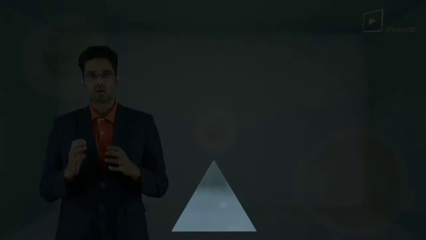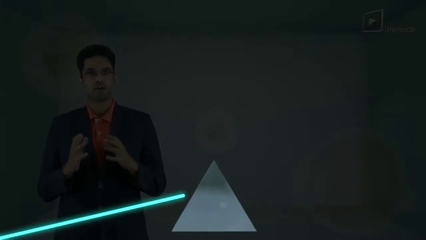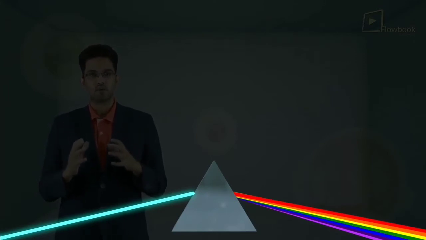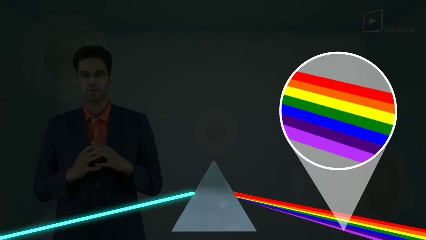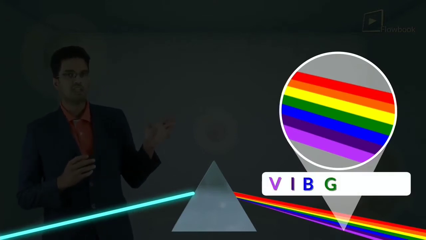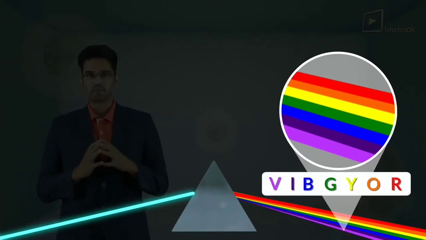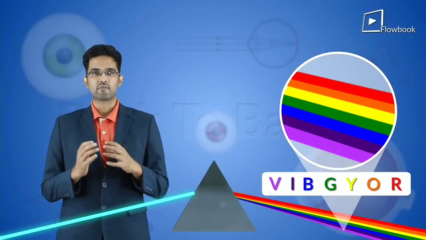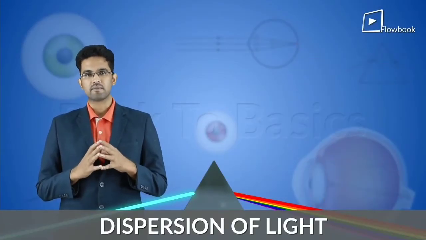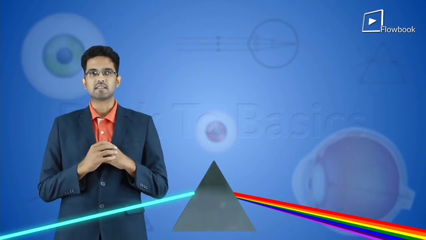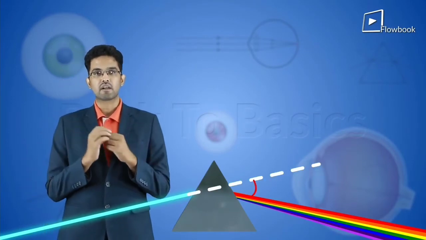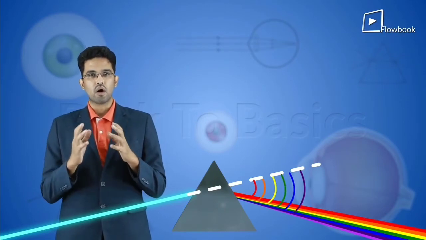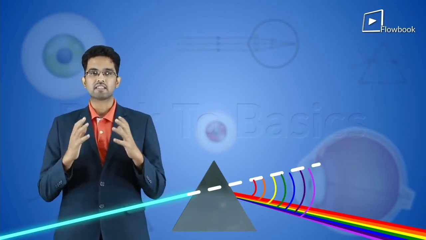Dispersion of light. You would have seen that when we focus a narrow beam of light on a prism inside a dark room, it gets split into 7 beautiful colors like that of the rainbow, VIBGYOR. This phenomenon is what we call dispersion of light. Now, what explains this? Here, you can see that the red light has the minimum angle of deviation compared to all the other colors, while violet has the maximum.